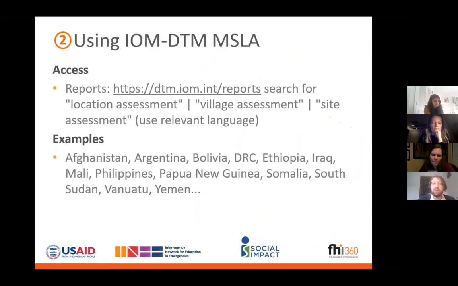So using the IOM DTM MSLA, you'll navigate to their website. It's similar to what we just did. They have a report section. In that report section, if you're looking for these multi-sector location assessments, they're not always named the same way. So you'll need to look for location assessment, village assessment, site assessment, and sometimes they might be in other languages, French, Spanish, which you'll also want to look for if you work in an area that speaks another language and publishes in other languages. So this is not the easiest data necessarily to navigate.